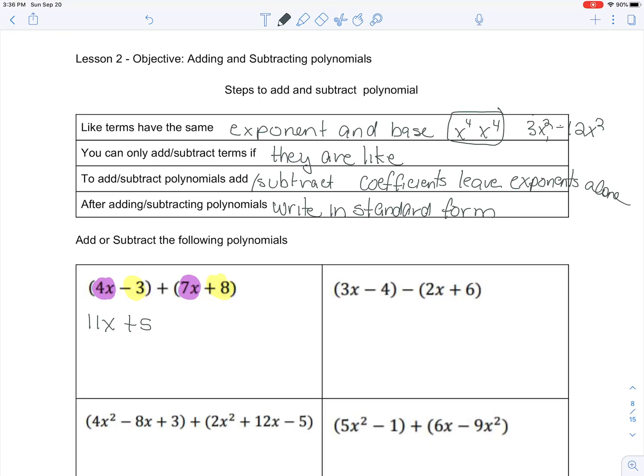Okay, this is another example, still pretty simple, but this time we're subtracting. So I have to do 3x and 2x are like terms. So 3x minus 2x is x, or 1x if you will. And then negative 4 minus 6, which actually we end up adding and keeping the sign, so that's negative 10.